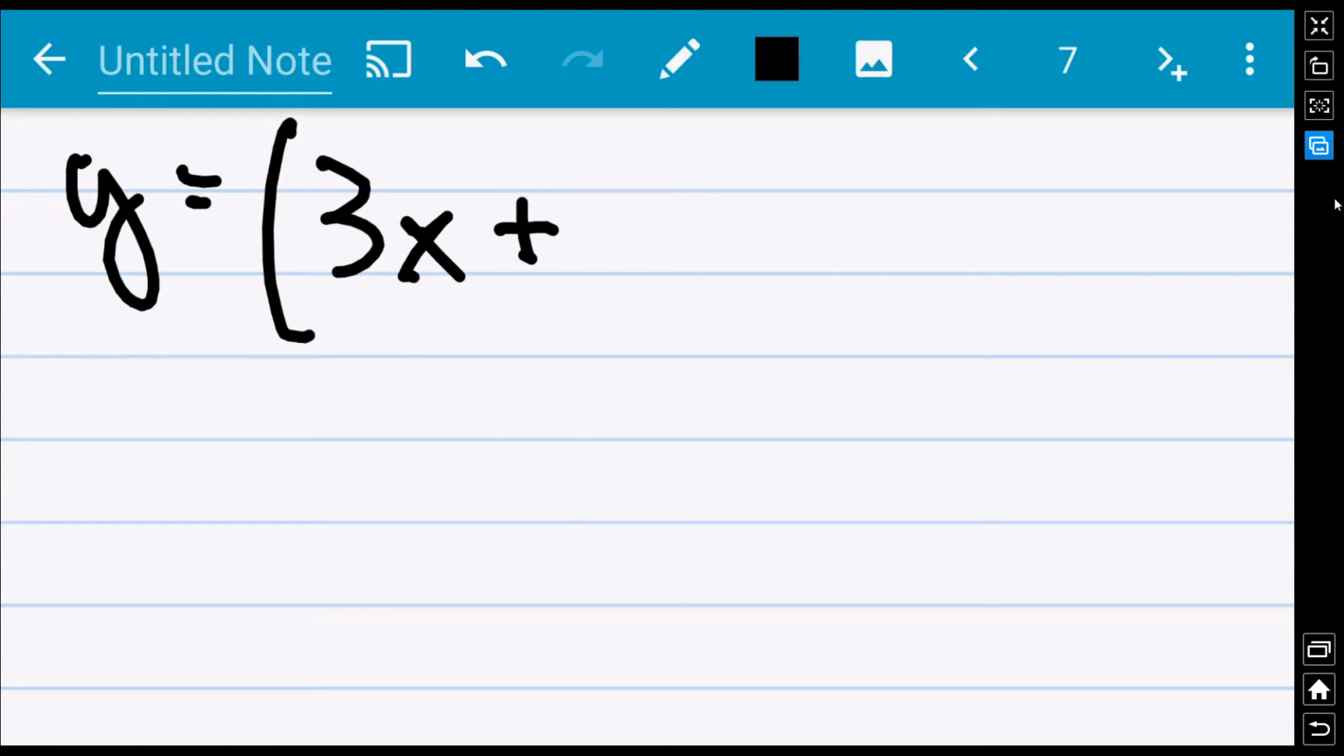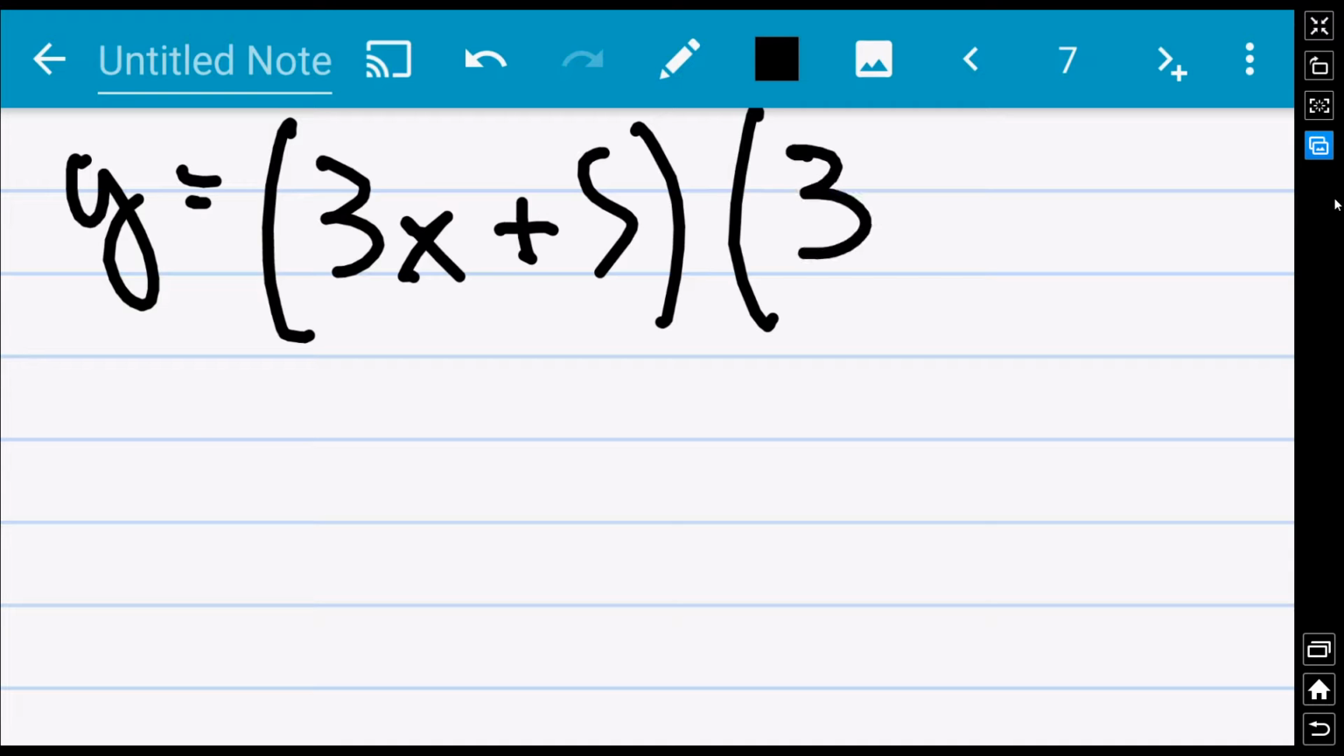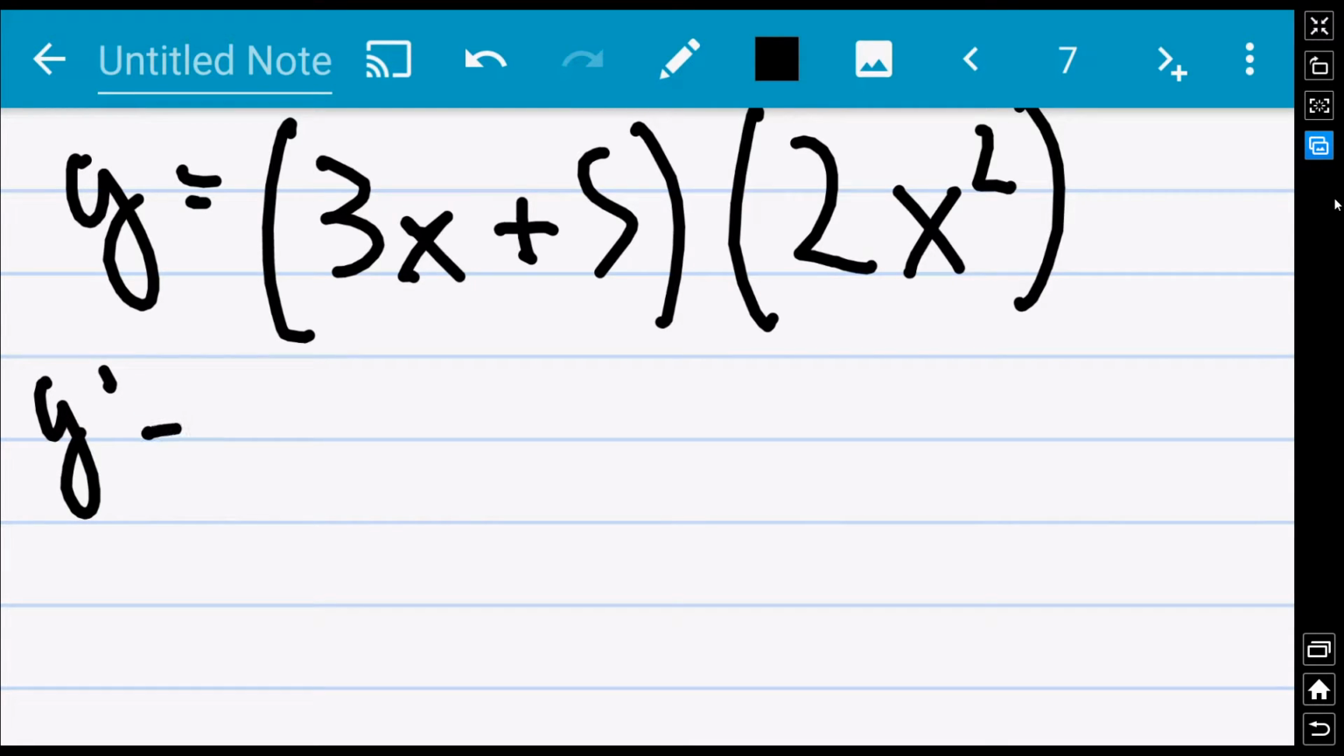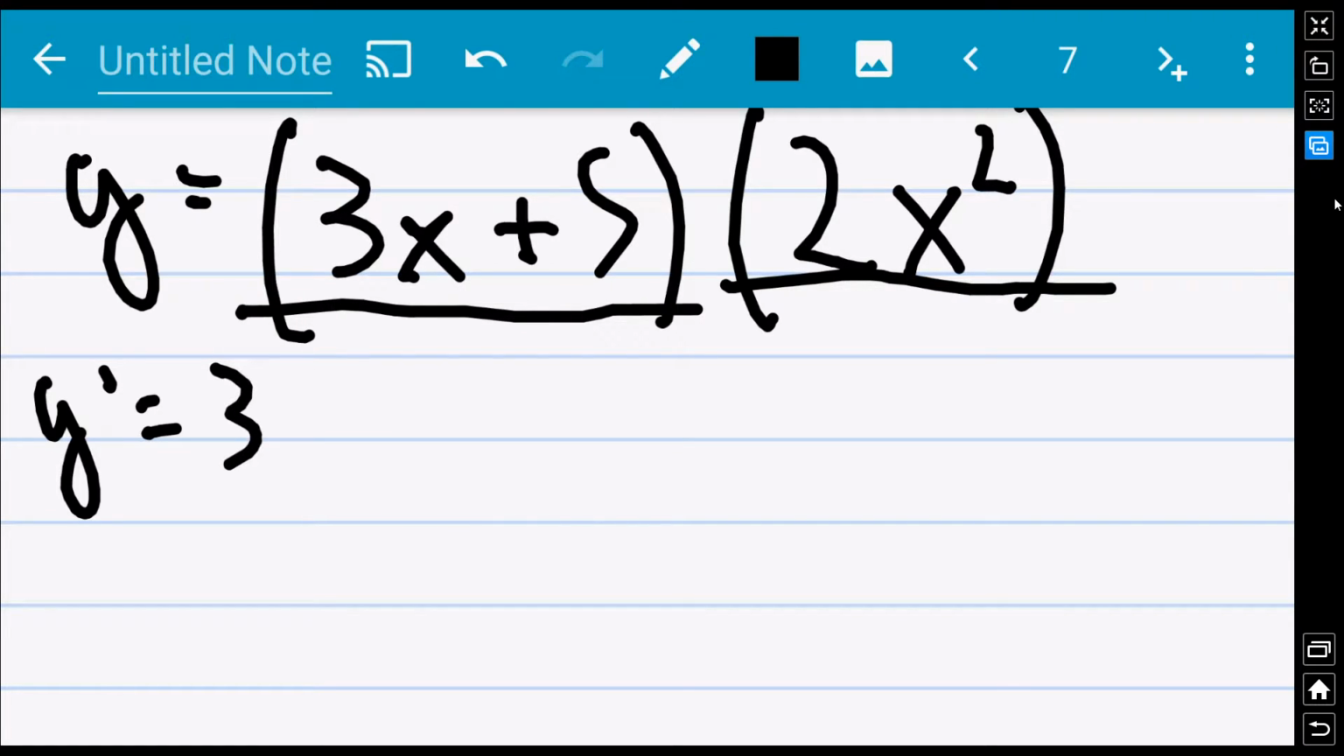3x plus 5 times 2x squared. Well, what do you do now? Well, y prime equals, now we're going to take the derivative of the first part, and then we're going to just leave this part alone.